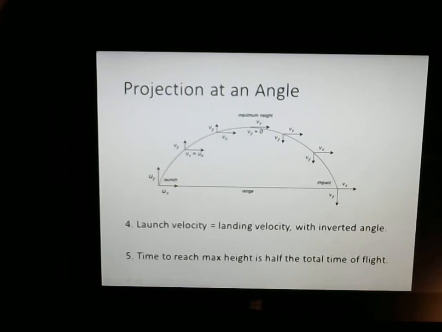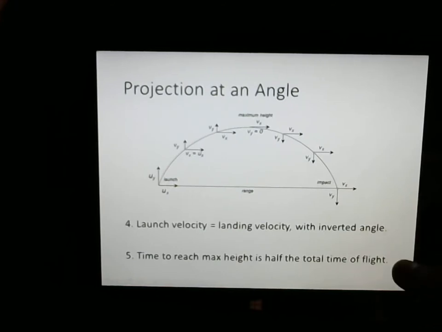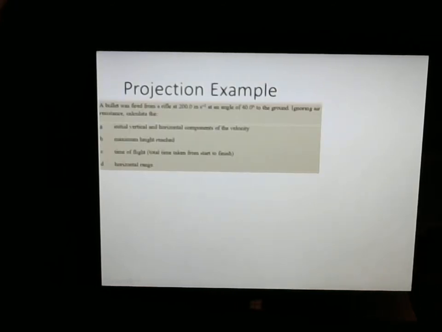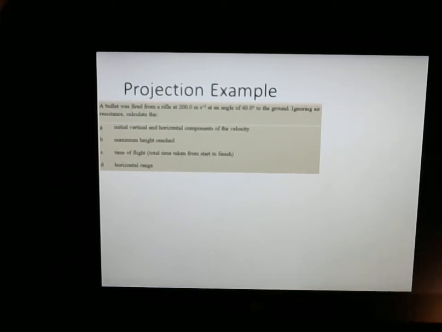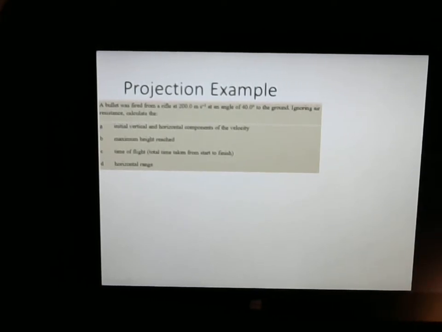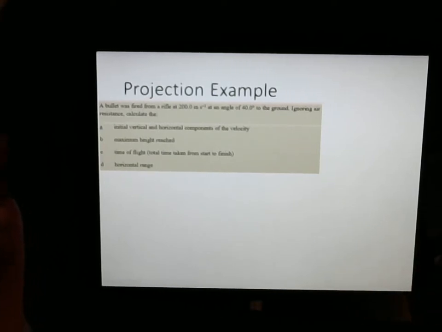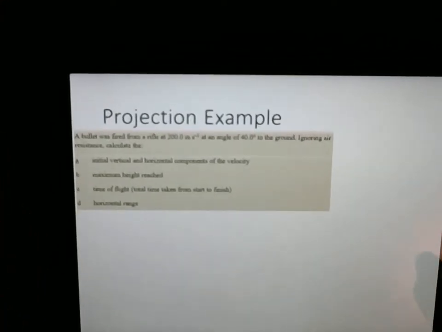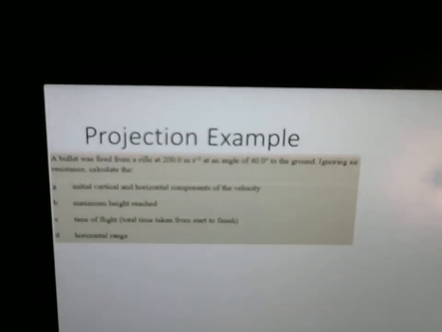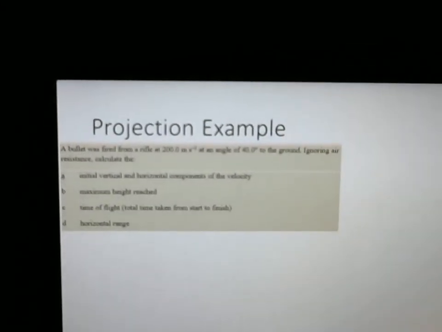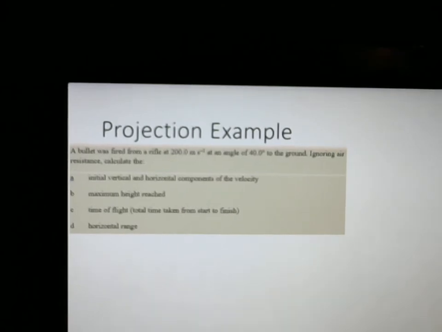So, let's have a look at this first example. A bullet was fired from a rifle at 200 meters per second at an angle of 40 degrees to the ground. Ignore air resistance. Remember, we're ignoring air resistance. Apologies, that's a little bit unclear, but you can see that. Let's see if I can bring this up just to help you read that a bit easier. Okay, ignoring air, so we can see that a bit clearer.